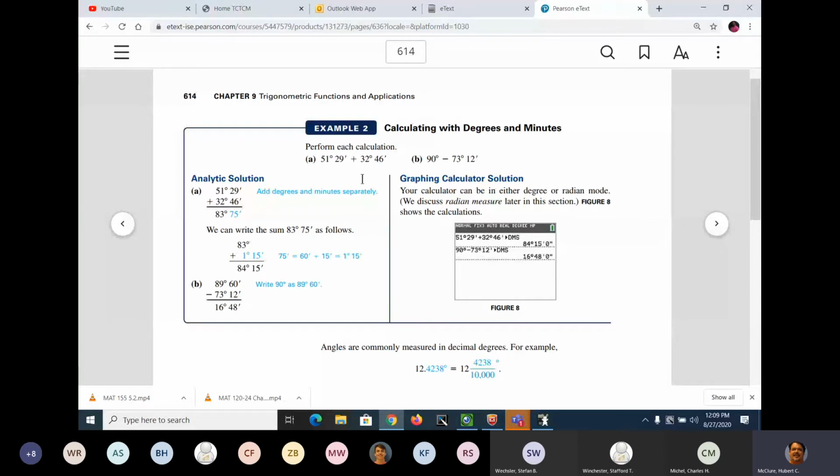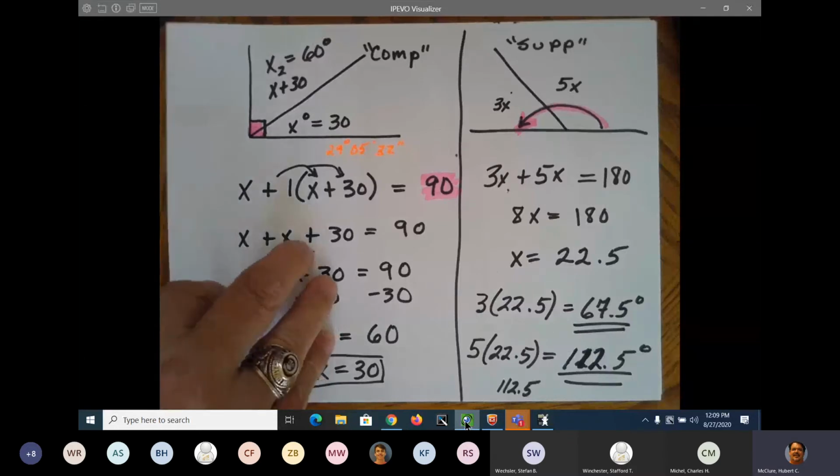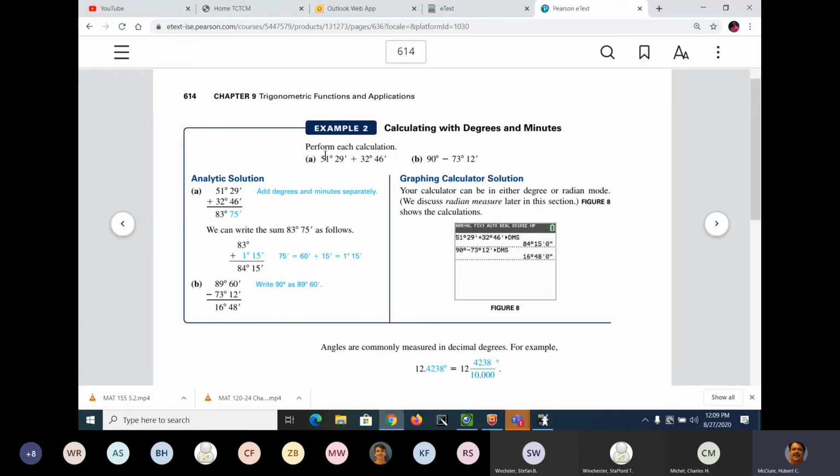Okay, here's 2 calculations right here. And these are test questions. So far, I've covered 2 test questions. These are the first 2 test questions right there that you will see from 1.9.1. Okay, here's other test questions right here. That's these guys right there. Perform the calculation. 51 degrees, 29 minutes, 0 seconds, plus 32 degrees, 46 minutes, and 0 seconds.